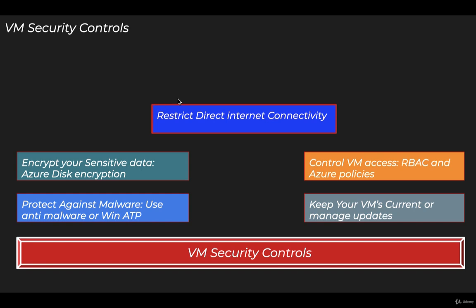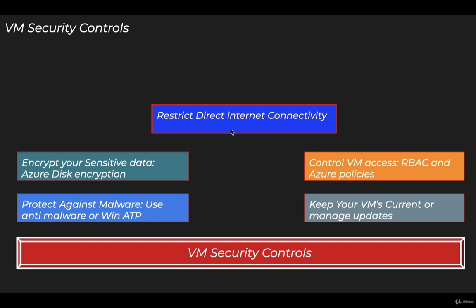We should make sure direct internet connectivity is not there with the virtual machines, because otherwise it is pretty easy for hackers sitting outside to scan the machines and make brute force attempts and dictionary attacks to try to log into your machine. I have already seen these kinds of attempts within the environment. So that is the first thing.